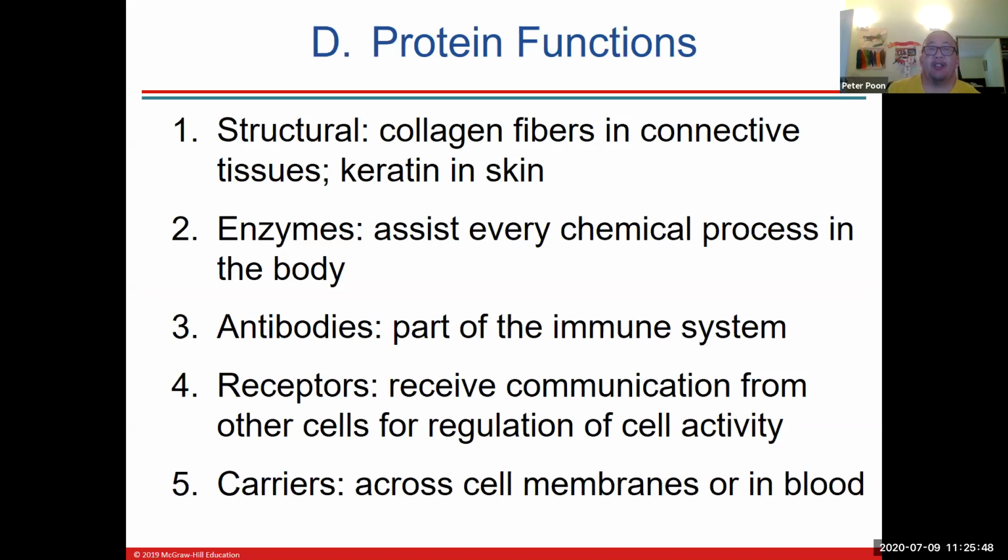Protein functions: structural function, collagen, keratin, etc. Enzymes assist in chemical processes, so enzymes speed up a chemical reaction. Antibodies are part of the immune system. Carriers. We were talking about receptors, which receive signals, usually hormonal signals and stuff.